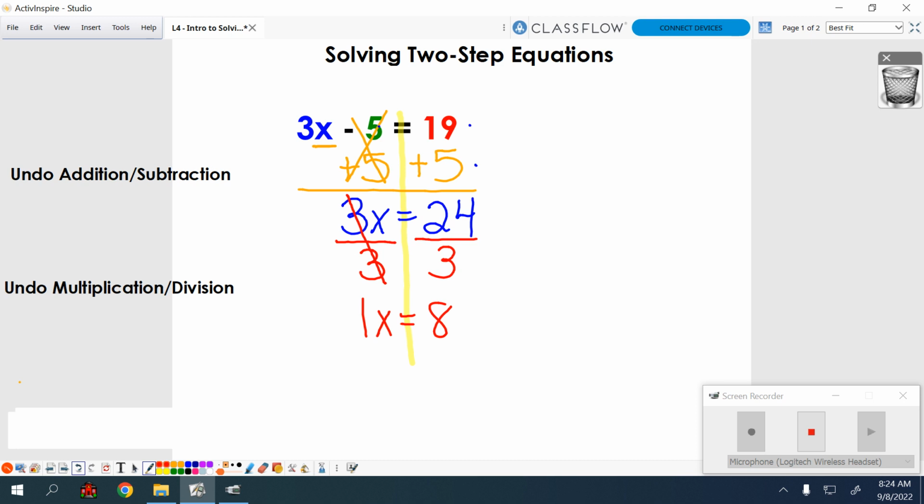And sometimes you'll see this problem written 1x equals 8, but most of the time you'll just see it as x equals 8. Because remember, this 1, that's one of those invisible math terms that we have where you don't actually have to have the 1 in front.